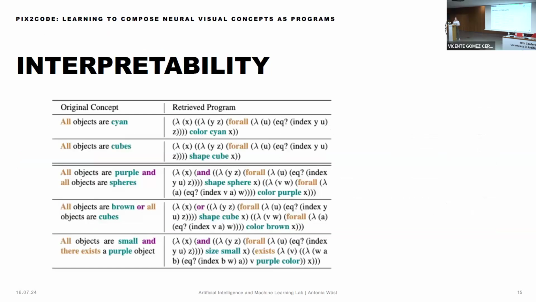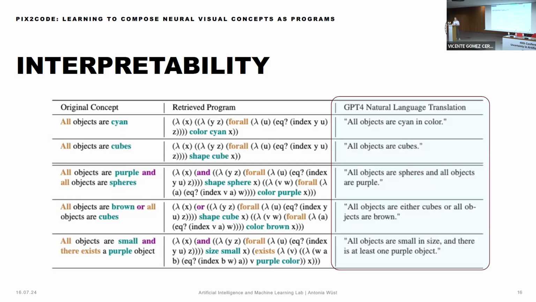Now looking at the interpretability, because as I said, we want the concepts to be interpretable to us. The way the programs are generated is in lambda calculus, which is a functional programming language. And it might not be directly readable for everyone. But what you can do is take those programs and give them to an LLM and ask it to translate it for you. So if you're not so familiar with lambda calculus, you can also ask for natural language translation directly.